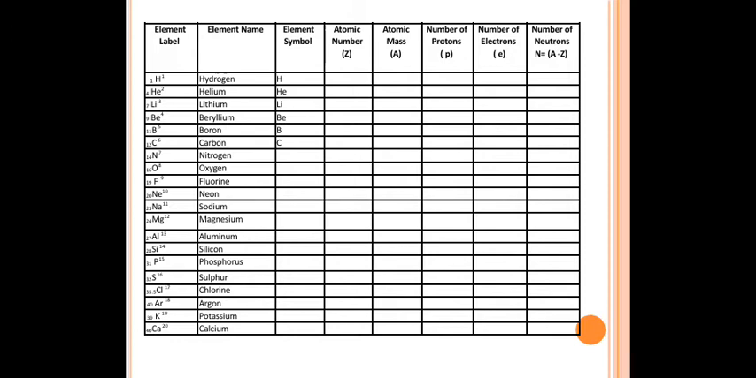Capital C for carbon, capital N for nitrogen, capital O for oxygen, capital F for fluorine, capital N and small e for neon, and capital N and small a for sodium, Mg for magnesium, Al for aluminum, silicon Si, phosphorus P, sulfur S, chlorine Cl, argon Ar, potassium K, and calcium Ca.